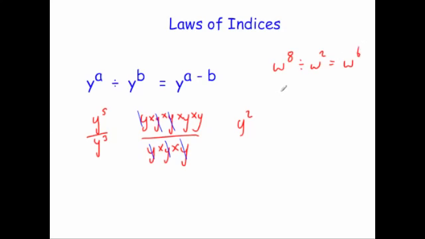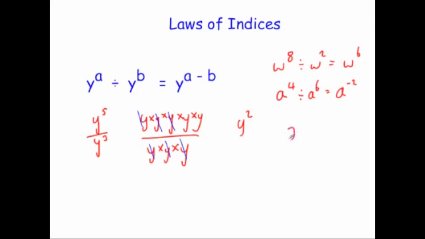You could have something like this, a to the power of 4 divided by a to the power of 6. So 4 take away 6 is minus 2, so the answer is a to the power of minus 2. And again, sometimes you have numbers in front, and also sometimes you can have the divide by sign written as a line like so.